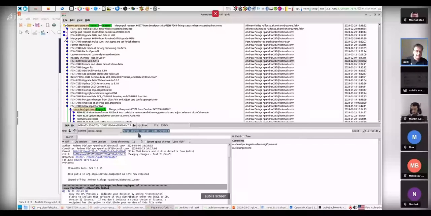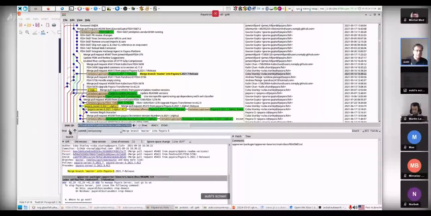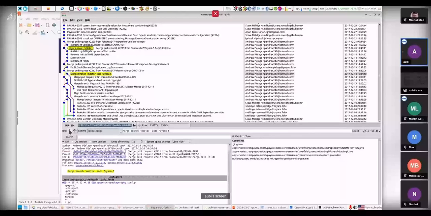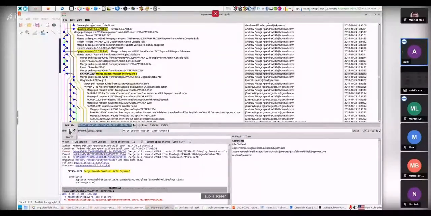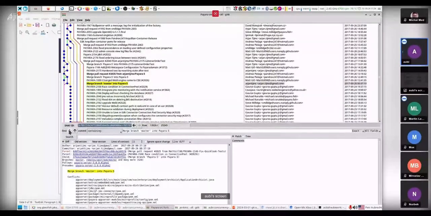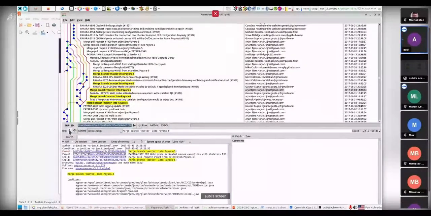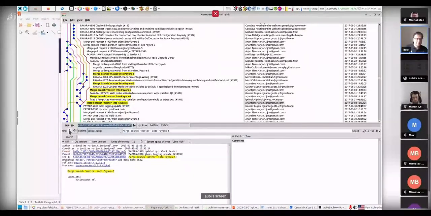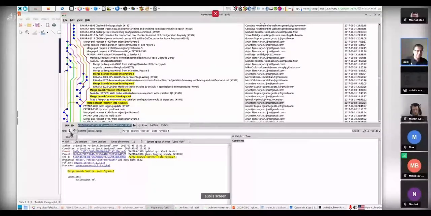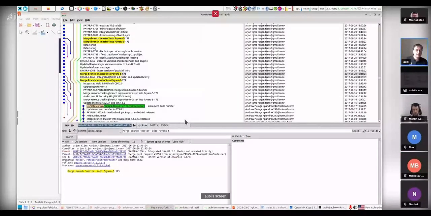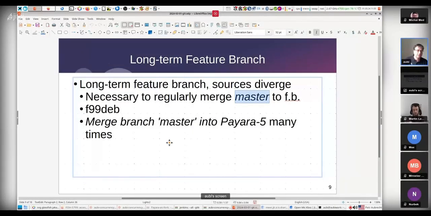So if you see the merge branch master into Pyra 5, and I go somewhere and I will try to find, you will see that there are multiple merges to the Pyra 5. So we are trying to keep these two branches somewhat in sync. Yeah, crazy. The diagram, but yeah, you see there are really, really plenty. So that's it. So this is the only way we have found as a solution to long-term feature branches.